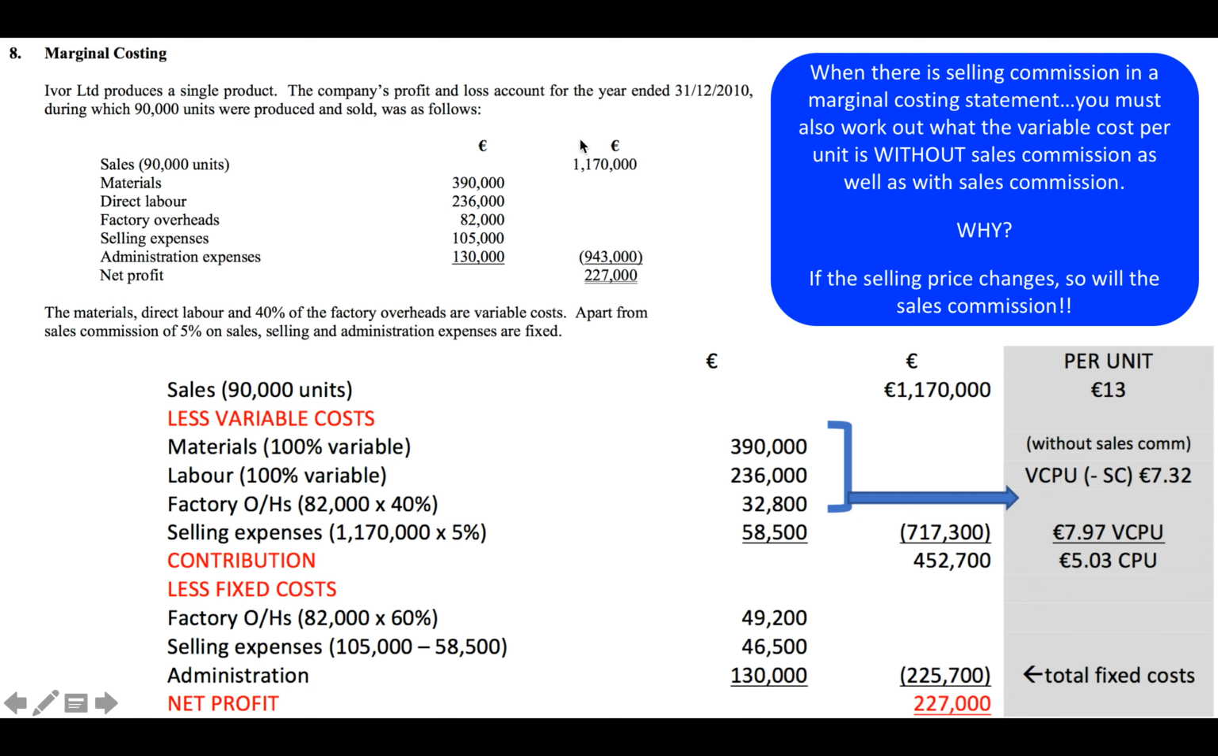As you can see, the sales hasn't changed. The net profit hasn't changed. If we added up the two costs, the 717,300 and the 225,700, we would get the same as this here, 943,000. All we have done is separate the costs out into the variable and the fixed elements, which is how we do a marginal costing statement. A marginal costing statement has the following format: sales less variable costs is equal to contribution, less fixed costs is equal to net profit.